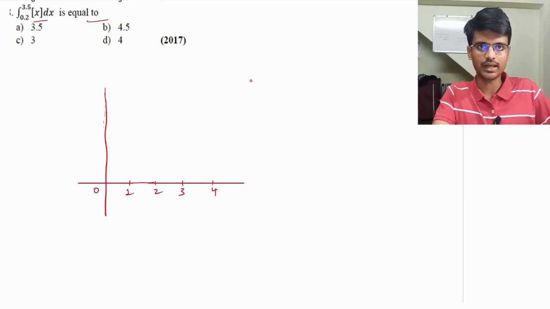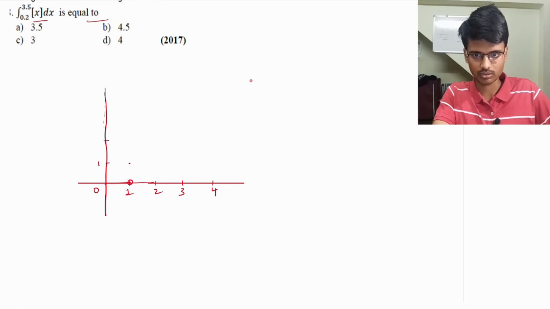Greatest integer function takes the value which is the closest integer less than or equal to. So for these values between 0 and 1, what is the closest integer? It is 0, right? But for 1, it is 1. Between 1 and 2, the greatest integer function is 1, but at 2 it is 2. So between 2 and 3, again it is 2. And again for 3 and 4 it is 3. So we need to find out from 0.2, it is somewhere here, and till 3.5.